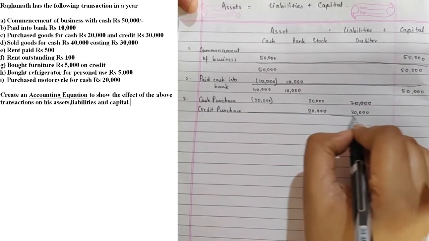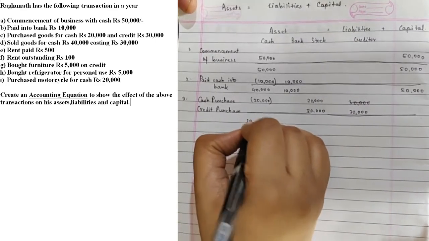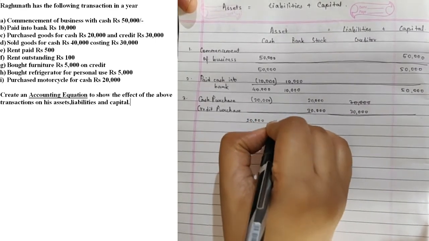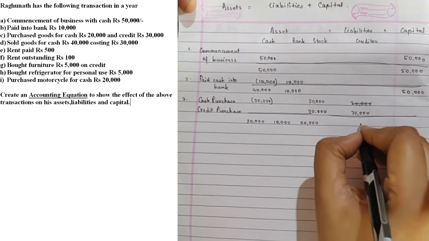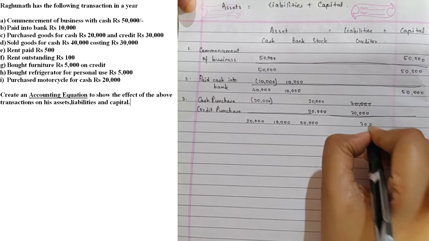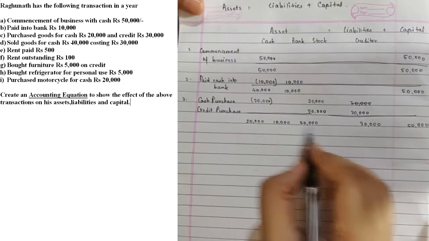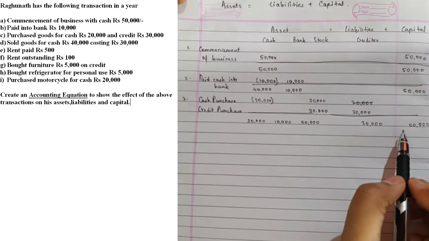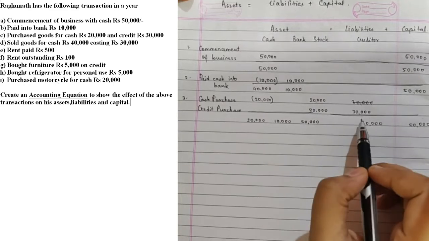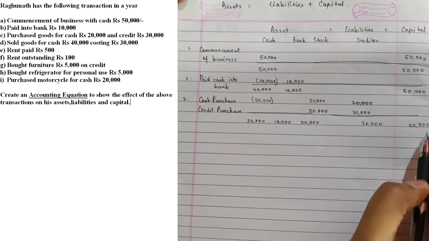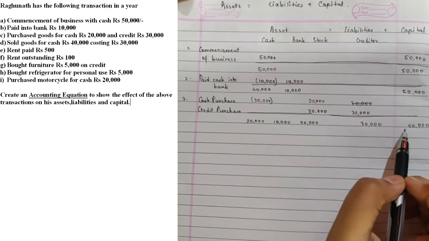Therefore, at the end of this transaction, my total balances are cash 20,000, bank balance 10,000, stock 50,000, creditor 30,000 and capital 50,000. So far the assets and liabilities are balanced. We have 80,000 worth of assets, which is equal to 80,000 worth of liabilities. That is 30,000 liability, 50,000 capital.